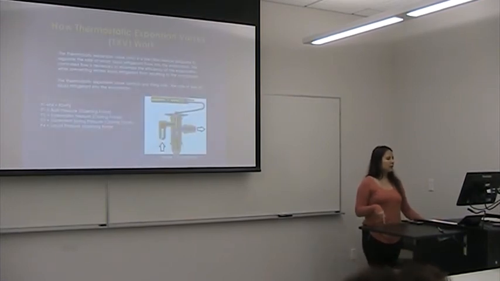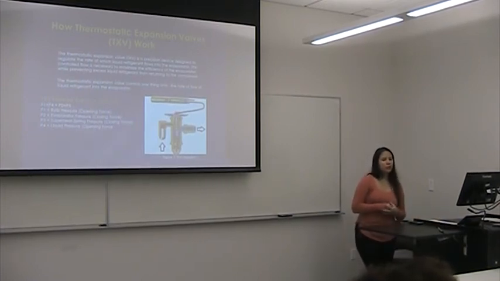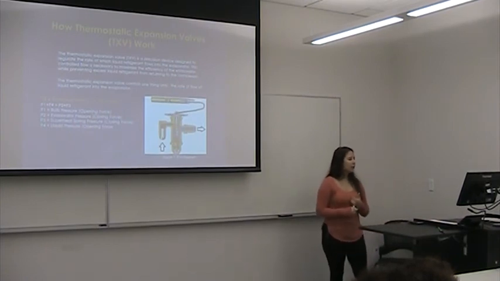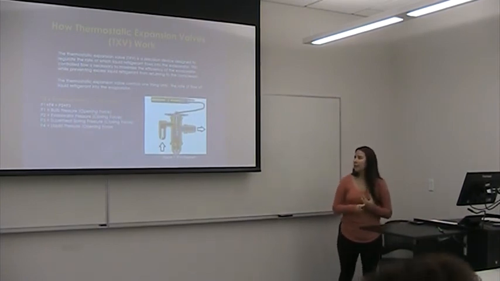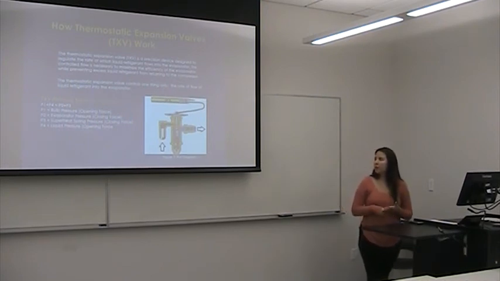How does the thermodynamic expansion valve work? The thermodynamic expansion valve controls only one thing: the rate of flow of the liquid refrigerant at the evaporator, and that's the balance equation that they use. P1 plus P4 equals P2 plus P3.